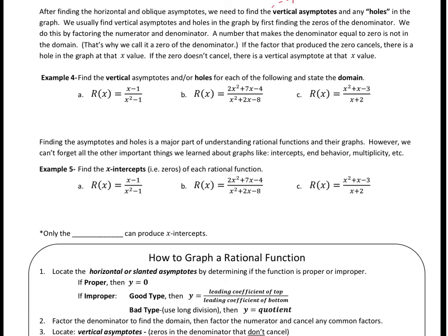So again, any number that makes the denominator 0 is not in the domain. So if the factor that produces a 0 cancels, then there's a hole in that graph. If the 0 doesn't cancel, then there is a vertical asymptote at that value.